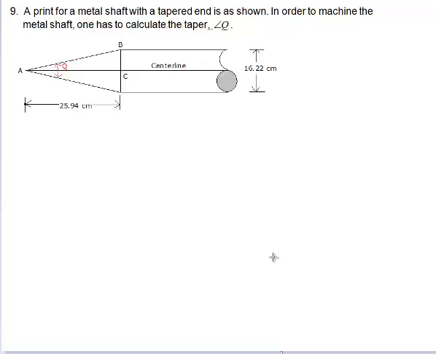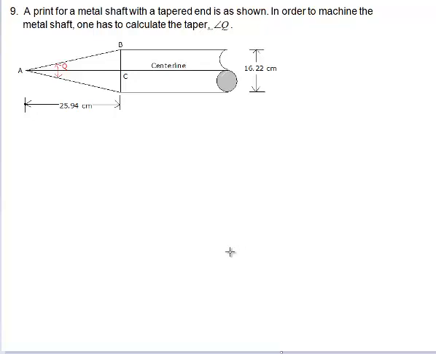Hi, good day, students. Today we'll look at the solution to number 9. It's page 107, which is chapter 8, the last chapter in book 3 of the ma1026 booklets.